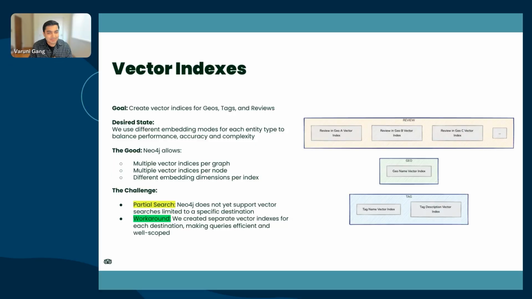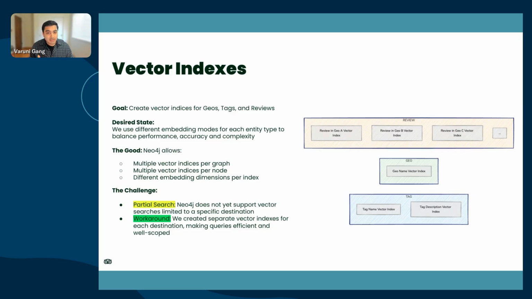Okay, amazing. Thank you. Now that the data is in Neo4j, our next step was to make it semantically searchable and start with vector indexes. Our goal was to create vector indexes for different nodes in the graph. Basically, the core entities, geos, tags, and reviews that we shared before, each of these entities is different in structure and meaning. And embeddings help us capture those semantic similarities. The model can understand that NYC and New York City refer to the same location, and that live music and music venues are related tags.